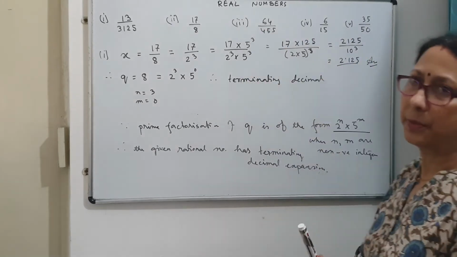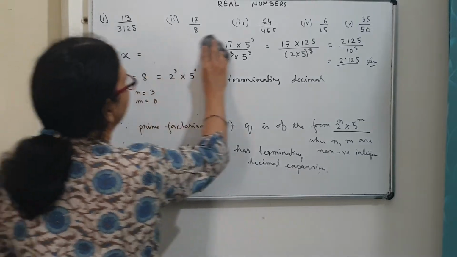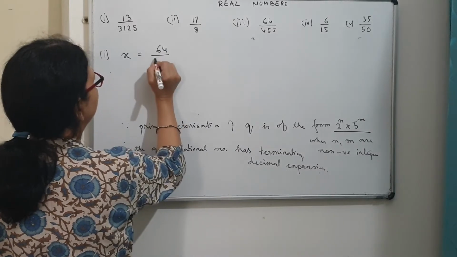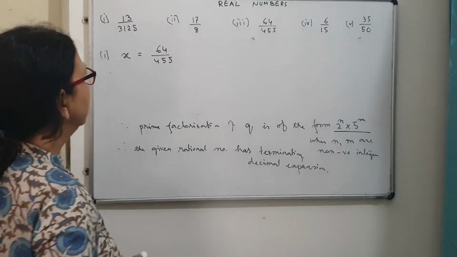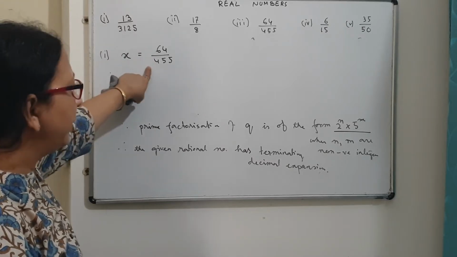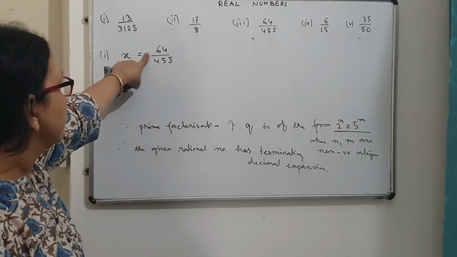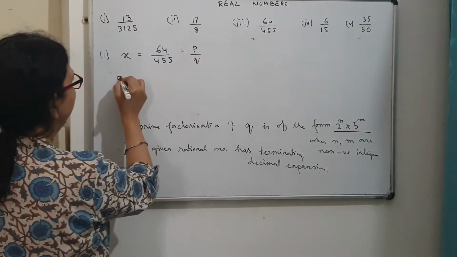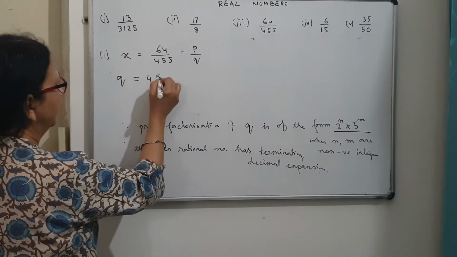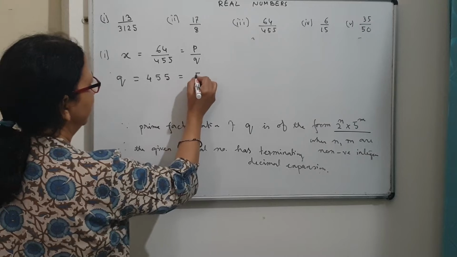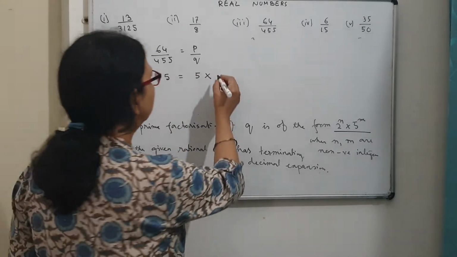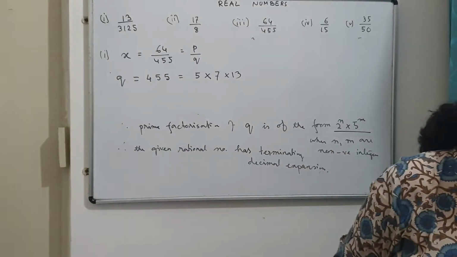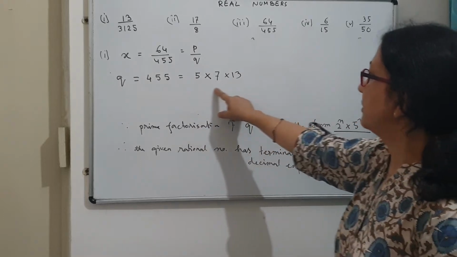So next, this question, third part. Next, 64 by 455. Are they co-prime? Do they have any common factor? No, they don't. So it is in the form p by q. To find the prime factorization of q, 455, it will go by 5 into 7 into 13, I think. You can do this yourself and check. Yes, it is 5 into 7 into 13, the prime factorization.